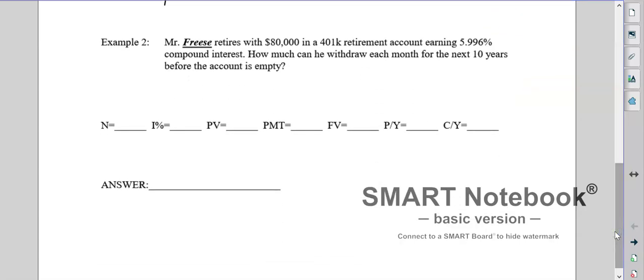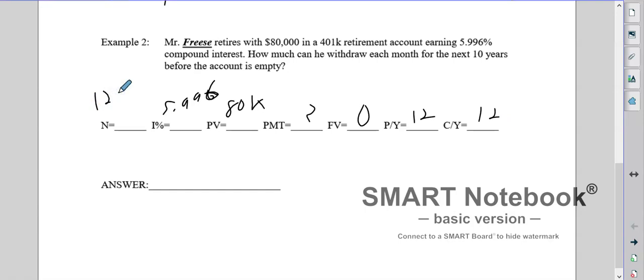All right, Mr. Freeze retires with $80,000 in a 401k. So let's just go down there now and do that. I'm just going to put 80,000, earning 5.996 interest. That's annoying, but why can't we just call it 6? But that's what it is, 5.996. That's a horrible 6. The payment is what we're trying to calculate, future value is 0. It does say that it is going to be monthly. So we're going to put 12 and 12. And we're doing here 12 times how many years? 10 years. So that's 120.